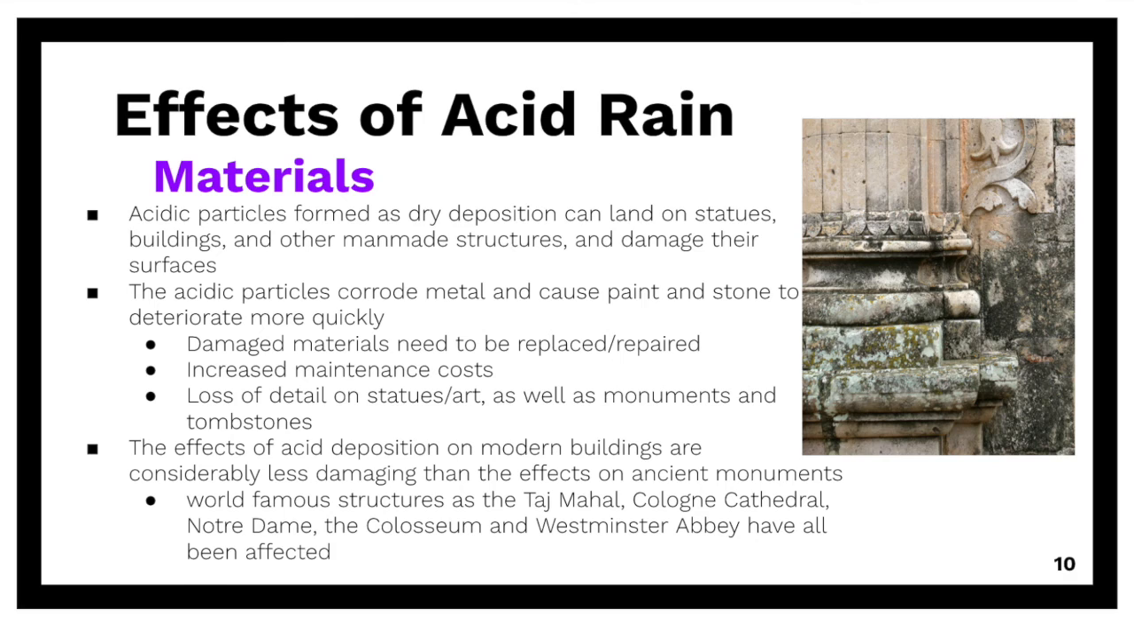Acid rain particles deteriorate structures made of stone, wood, paint, and metal. Modern buildings are significantly less affected by these particles than other buildings, leaving our monuments, statues, and tombstones at risk of destruction. Some famous structures that have already been severely damaged by acid rain deposition include the Taj Mahal, the Notre Dame Cathedral, and the Westminster Abbey. Restoring these monuments can be very expensive and tedious.